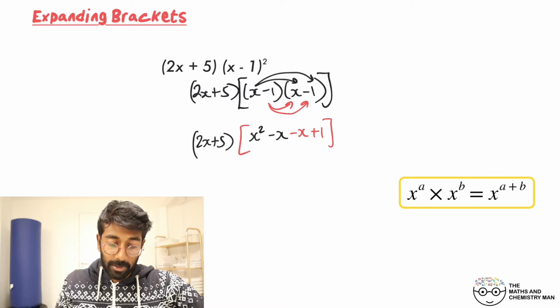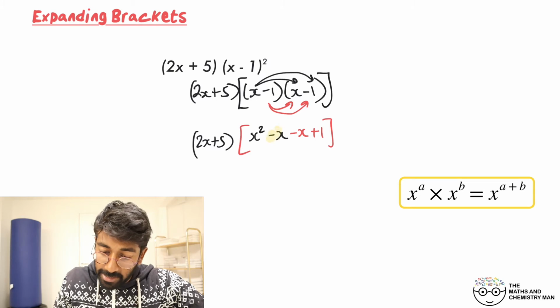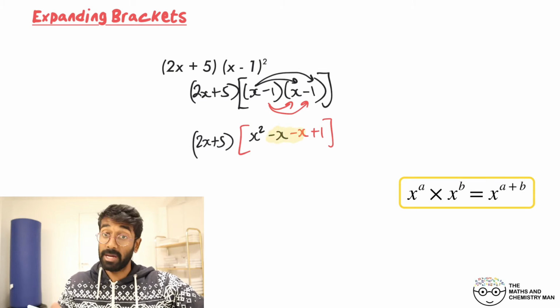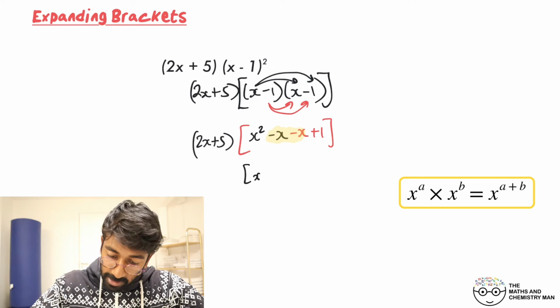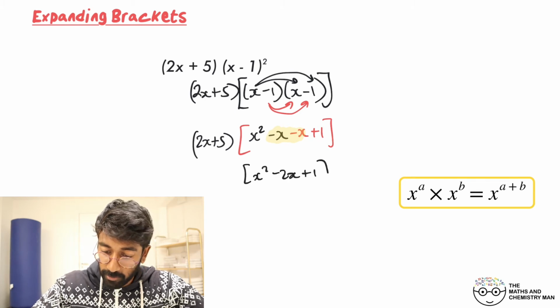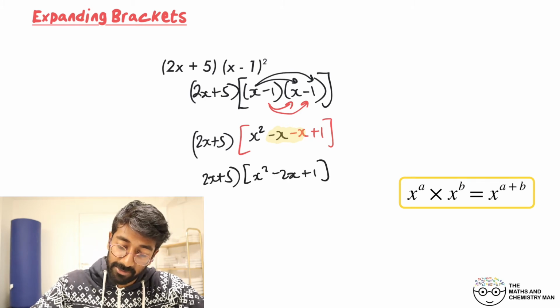Okay, good. Now let's do a little bit of simplifying in here. So minus x, well, that's just minus 2x. So then we can go with x squared minus 2x plus 1. And then you've got your 2x plus 5 there on the outside.